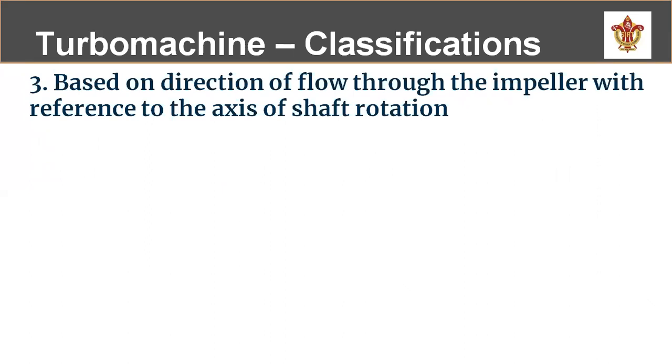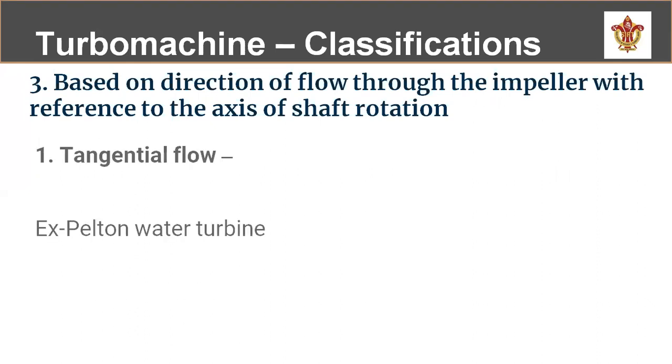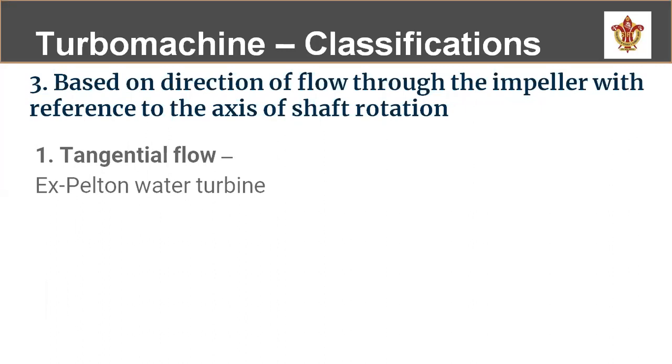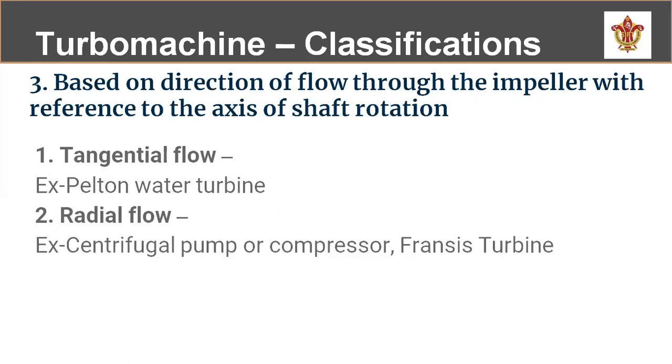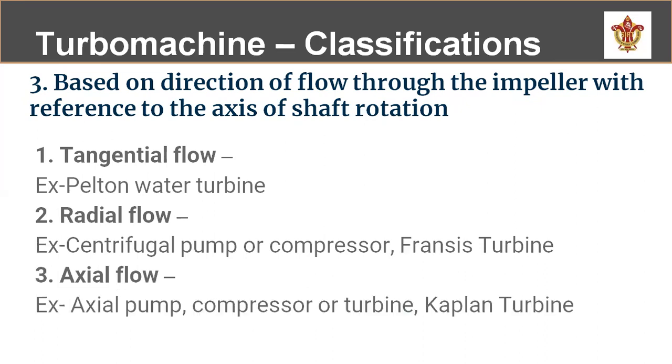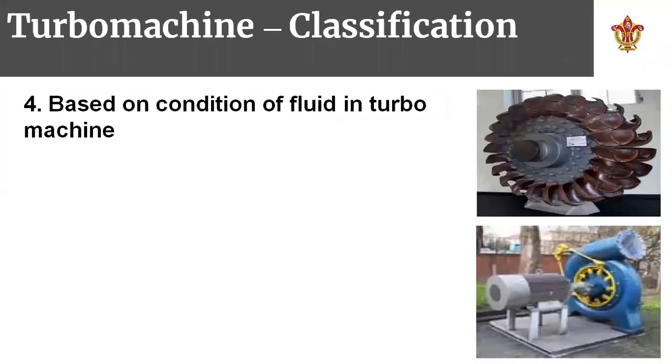The next classification is based on the direction of flow through the impeller with reference to the axis of shaft rotation. Tangential flow, as in the Pelton turbine, where water strikes tangentially. Radial flow, in which centrifugal pumps or compressors are there. In axial flow, axial pumps and compressors are there.